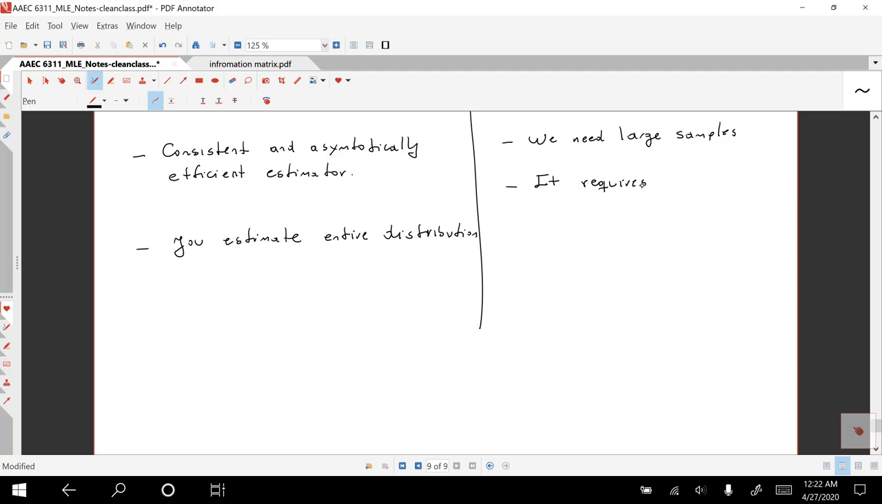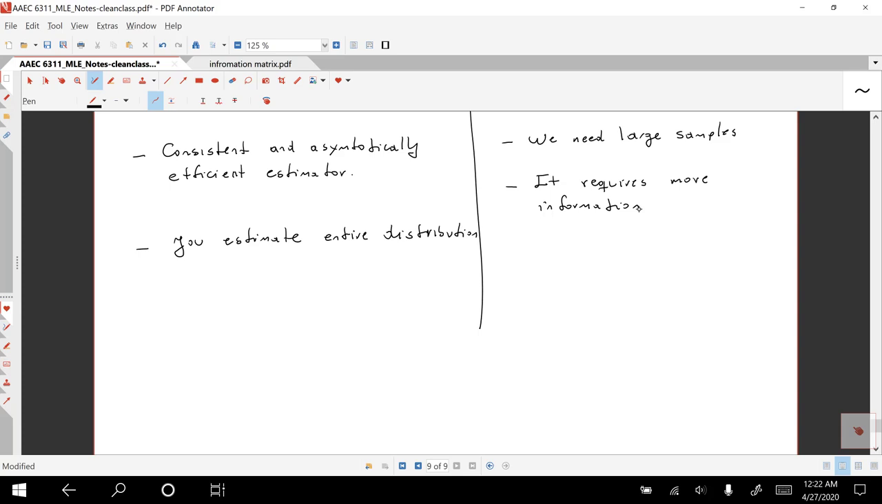The trick here is, remember, this estimator is consistent and asymptotically efficient if you are estimating the right distribution. So it requires more information. You are plugging in more information. You are sure that that's your probability distribution, that's what you are estimating, and then you get this consistent, asymptotically efficient estimator.